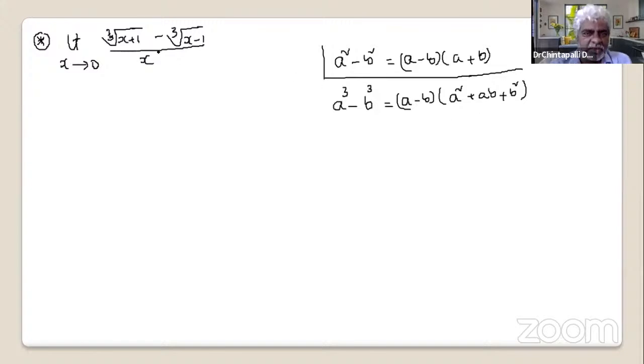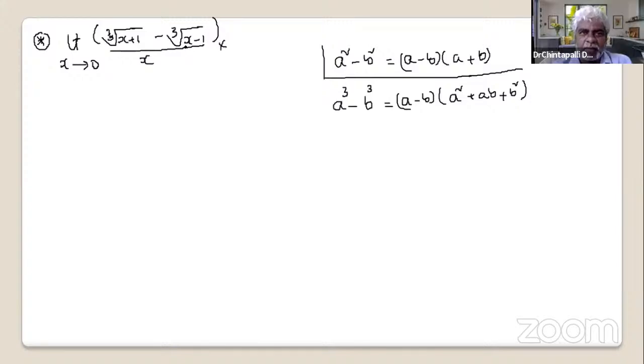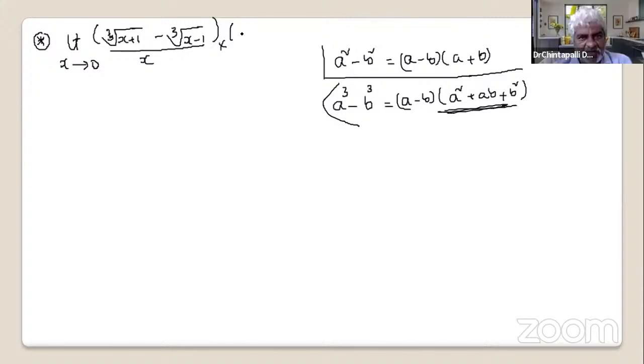What is a here? What is b here? A is cube root of x plus 1, and b is cube root of x minus 1. So instead of multiplying by cube root of x plus 1 plus cube root of x minus 1 on the numerator and denominator, we use this formula. We need to multiply with the rationalizing factor of a minus b, which is a square plus ab plus b square. What is a square? Cube root of x plus 1, whole square.